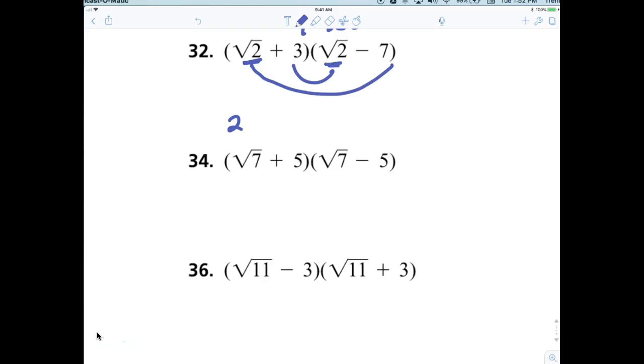So if you had 3 and you subtract 7, negative 4 radical 2. Are you with me? Negative 4 radical 2. And then 3 times negative 7, negative 21. So 2 minus 21 is? Negative 19. Negative 19 minus 4 radical 2.